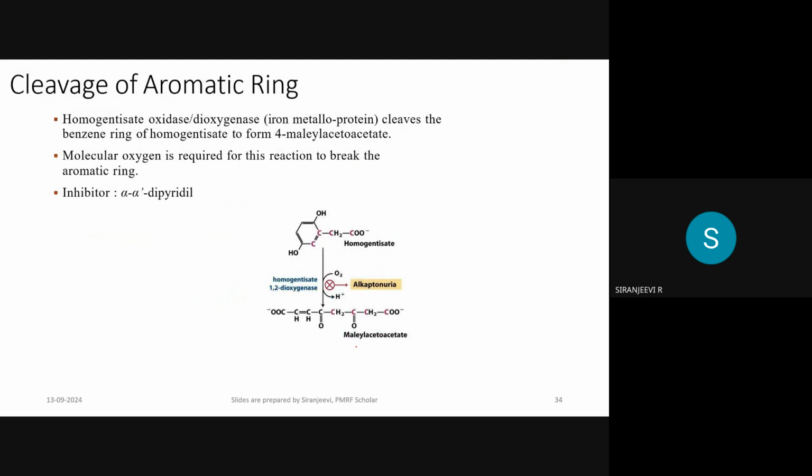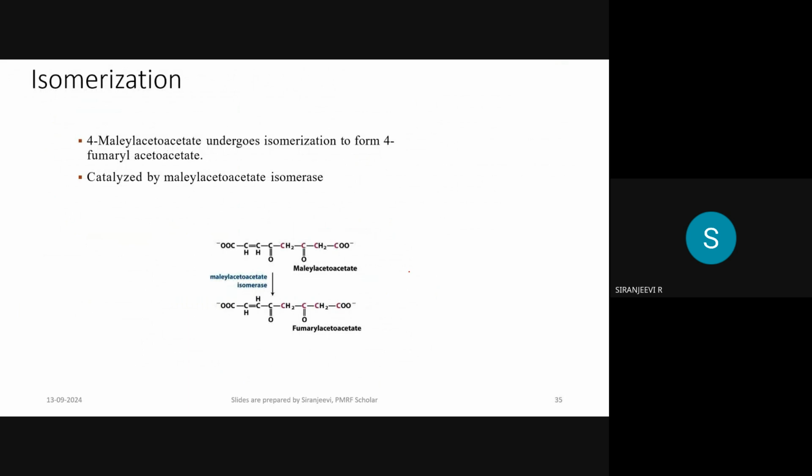In the next step, we will cleave the aromatic ring of homogentisate. Homogentisate 1,2-dioxygenase incorporates one molecular oxygen into the system. Maleylacetoacetate will be formed from the homogentisate, and then an isomerization reaction takes place, where maleylacetoacetate will be converted to fumarylacetoacetate.